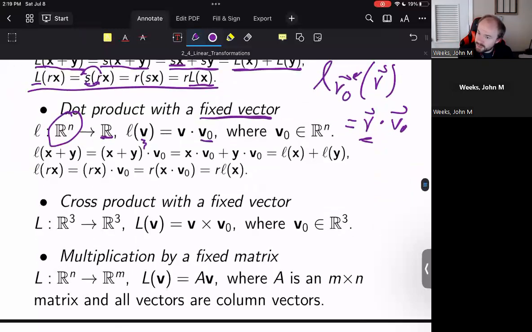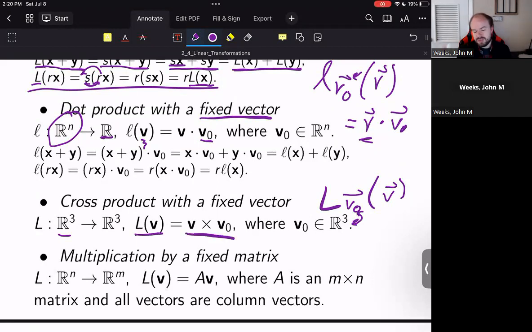And then we have cross products with a fixed vector. We could define a function L sub v naught, something like this, where whenever you plug in a vector v, this vector being inside of R cubed, and v naught already being some pre-specified element inside of R cubed, then you can say L of v is just taking the cross product of v with this pre-specified vector v naught. This is the vector product, so you're going to get another R3 element out of this. So this is actually not a linear functional. This one is a linear operator. It comes from the vector field to itself when you do this cross product. And then finally, multiplication by a fixed matrix, the example that we talked about at the very beginning.